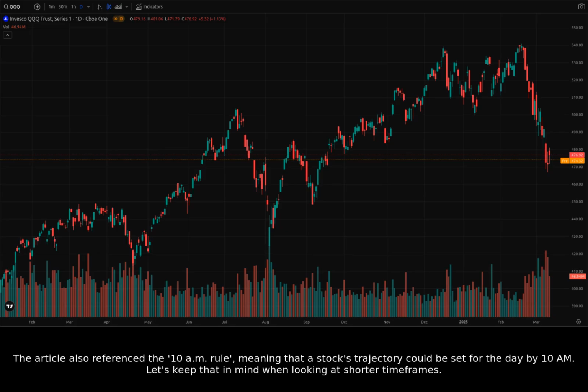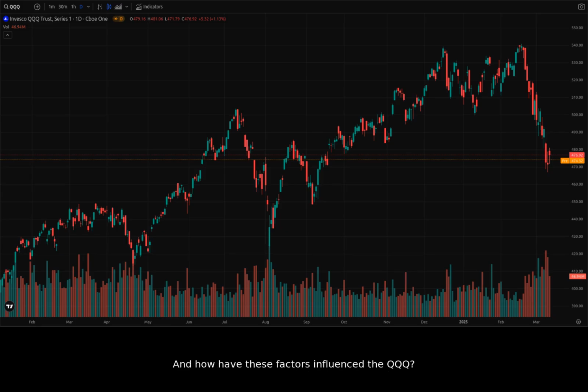The article also referenced the 10 a.m. rule, meaning that a stock's trajectory could be set for the day by 10 a.m. Let's keep that in mind when looking at shorter time frames. And how have these factors influenced the QQQ? Let's jump into the charts.